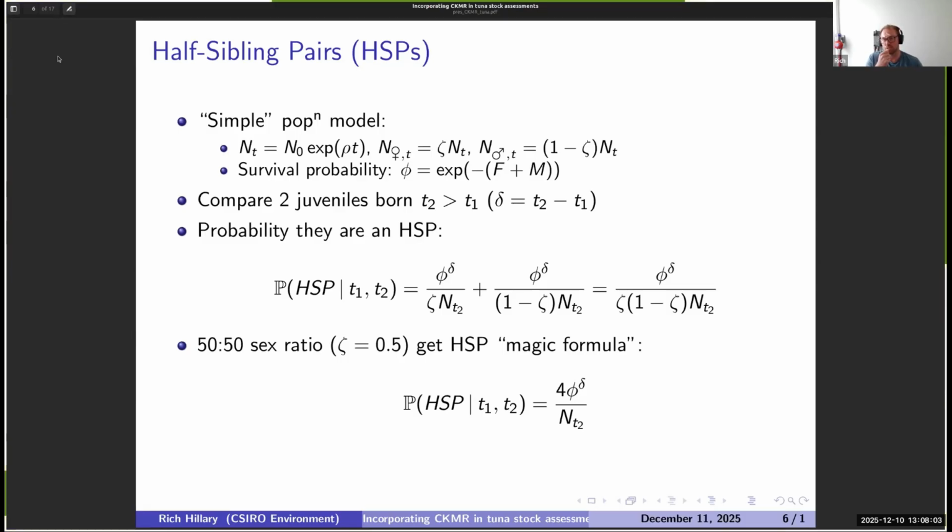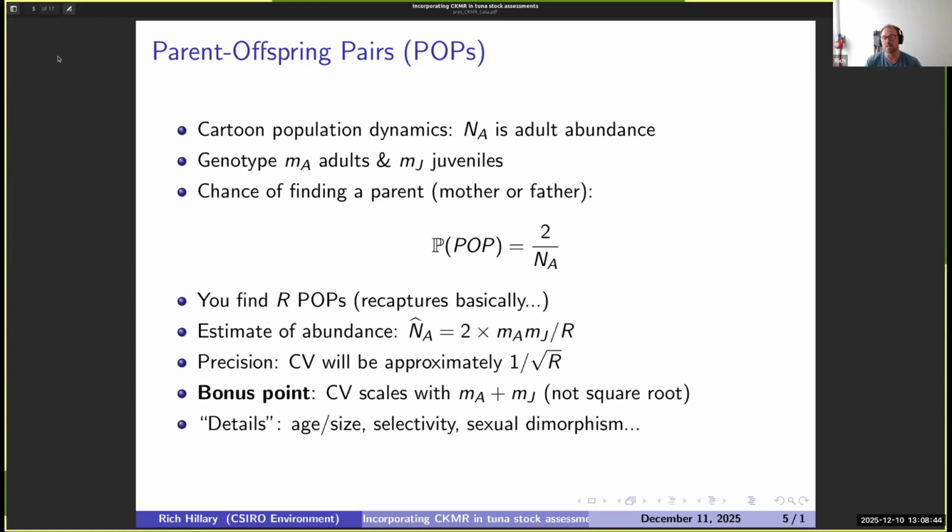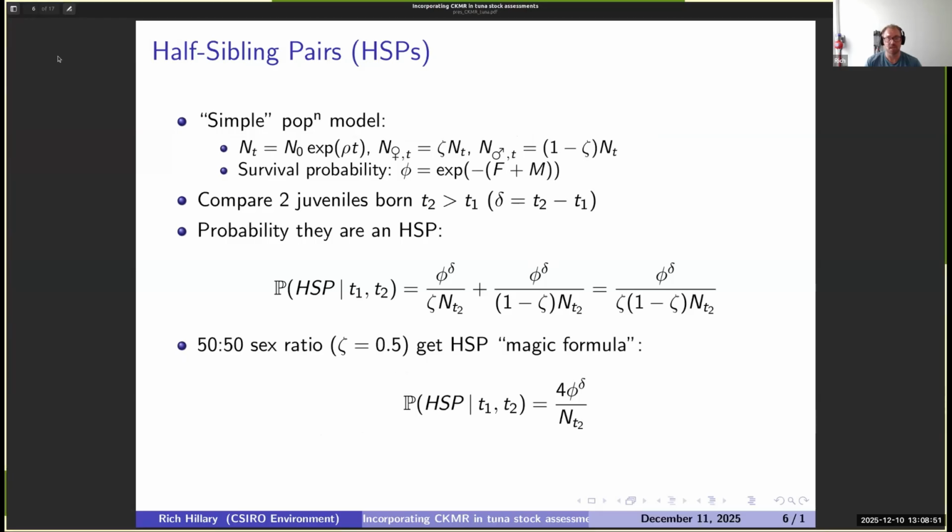So the probability that they are a half-sibling pair is really defined by 2 bits there. You've got the fact that the mother or the father has to survive in between the birth of the first animal and the second one. So that's the numerator on both of those terms there in that first equation, and the denominator is just that probability basically that particular male or female could have been the parent in the year of birth of the younger animal. And if you've got a 50-50 sex ratio, you get that magic formula for the half-sibling pairs, which is 4 times the cumulative survival divided by the number of adults in that younger birth year. So you can see you're more likely to get, for certain survival traits, more half-sibling pairs than POPs. All right, that's the simple case.